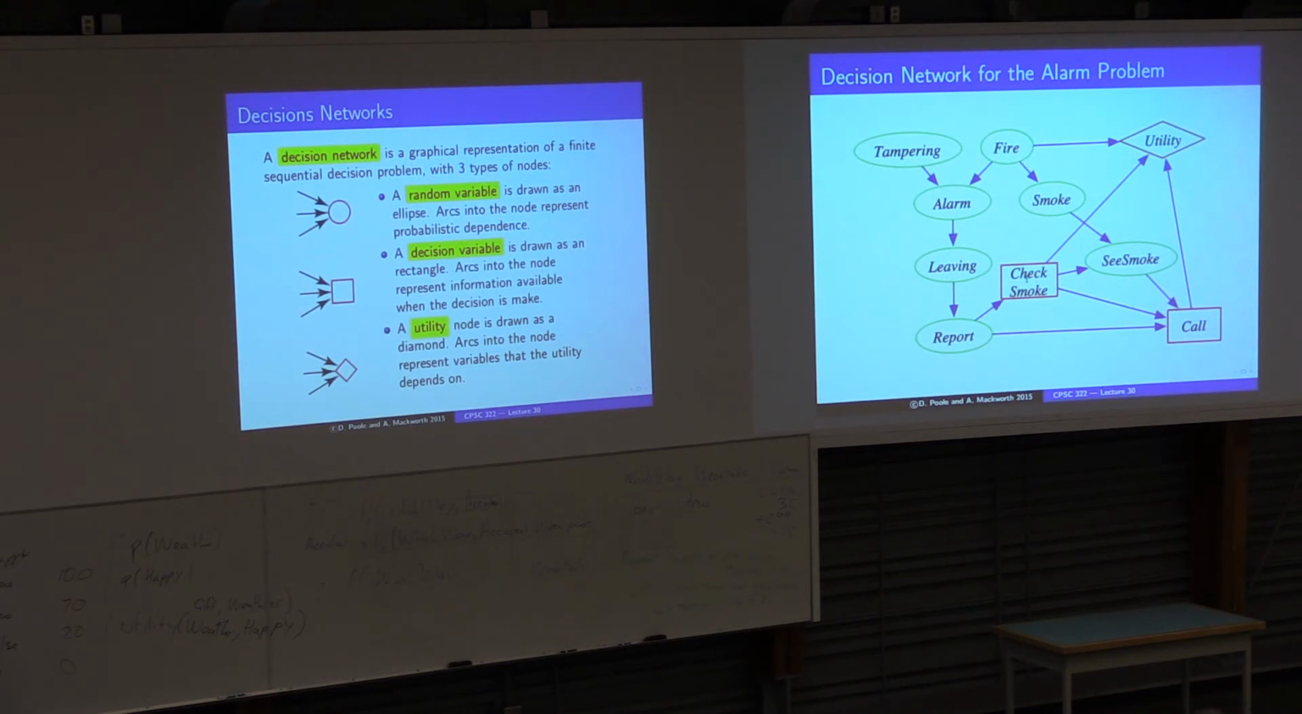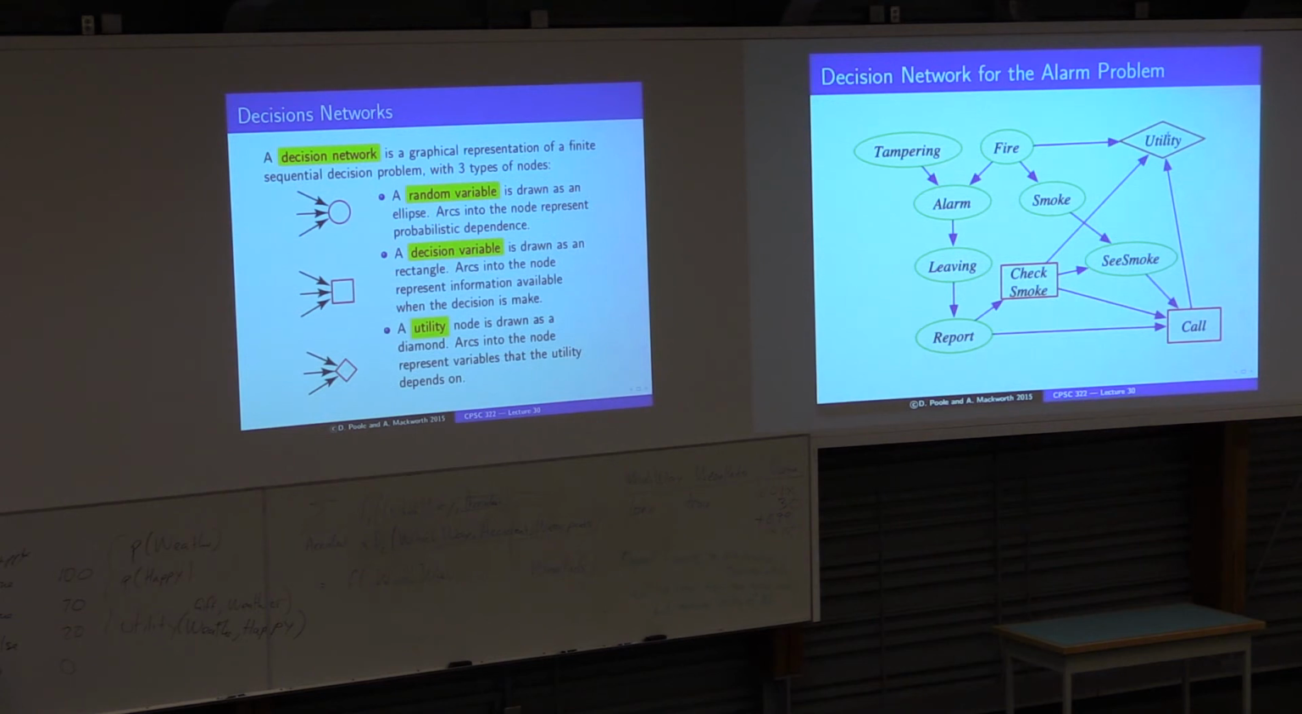First of all, I get to choose whether I check for smoke. The only information available to me is the report, whether someone told me there's a report. I get to choose whether to check for smoke or not. Whether I see smoke depends on whether there is smoke and whether I check for smoke. Based on this, I have to decide whether to call the fire department. The information available to me when I call is the report, whether I checked for smoke, and whether I see smoke.